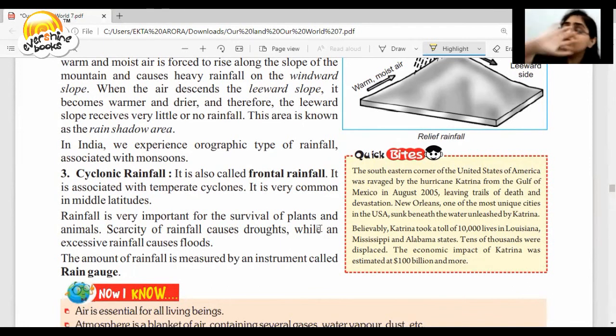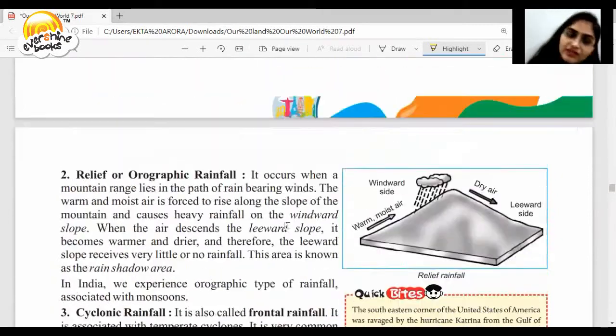Now, rainfall is very important for survival of plants and animals. If we face scarcity sometimes, what will we face? Droughts. And if there is excessive rainfall, we'll experience floods. The amount of rainfall is measured by an instrument called a rain gauge. This is all about this chapter.